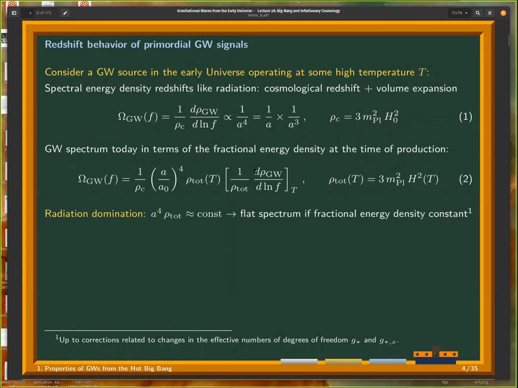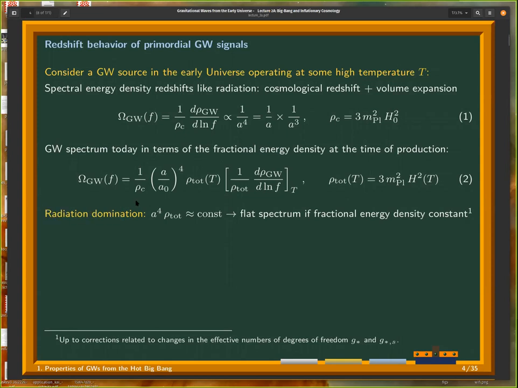Okay, so now this already leads to some interesting observation about the shape of the gravitational wave spectrum that we can expect from such a process in the early universe. Now, if we assume that the process responsible for generating gravitational waves is sort of self-similar or scale invariant, if within a certain temperature interval, the energy in gravitational waves related to the total energy density is always the same. So if we assume that the square bracket here is a constant for some temperature interval, then this will lead to a flat spectrum of gravitational waves during radiation domination.